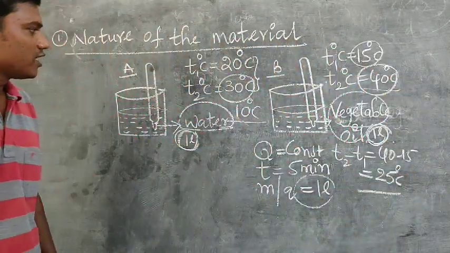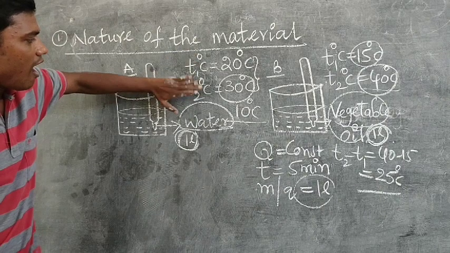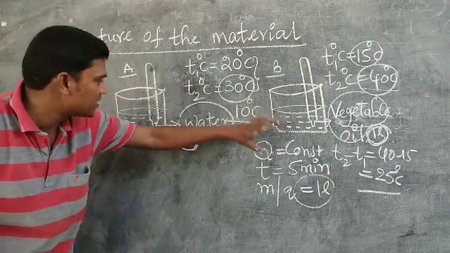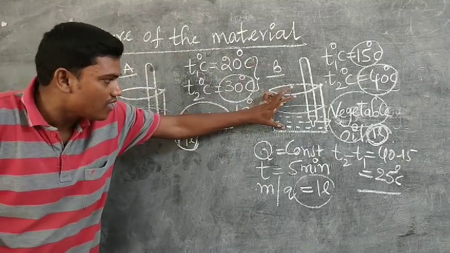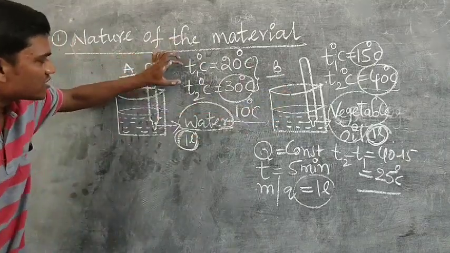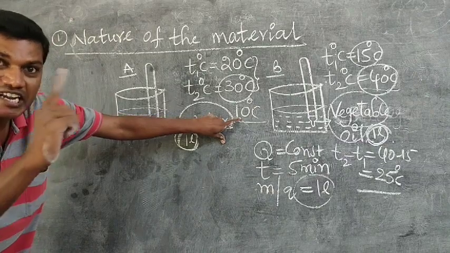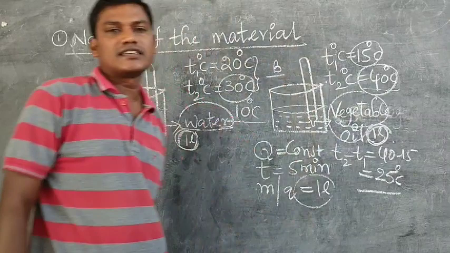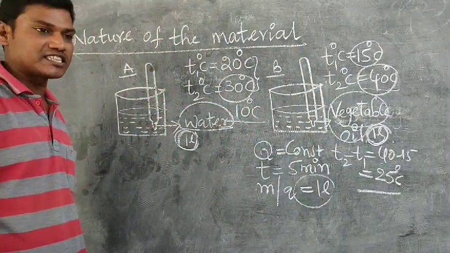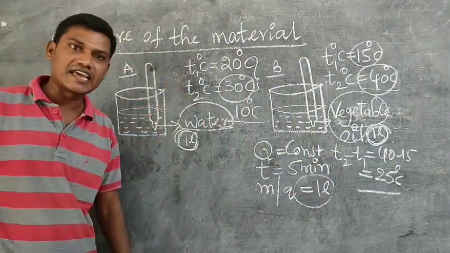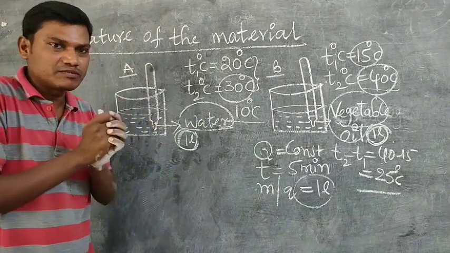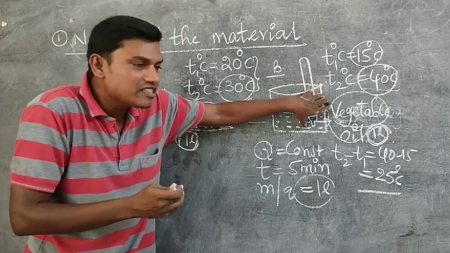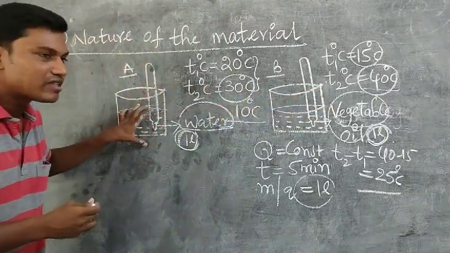25 degrees Celsius. So what does it mean? After the 5 minutes, by supplying the same heat energy to the water and oil, the temperature of the water increased to only 10 degrees Celsius when compared to the initial. But in case of oil, it reaches 25 degrees Celsius. What you are understanding here is that the heat energy is absorbed very highly by the oil compared to the water.